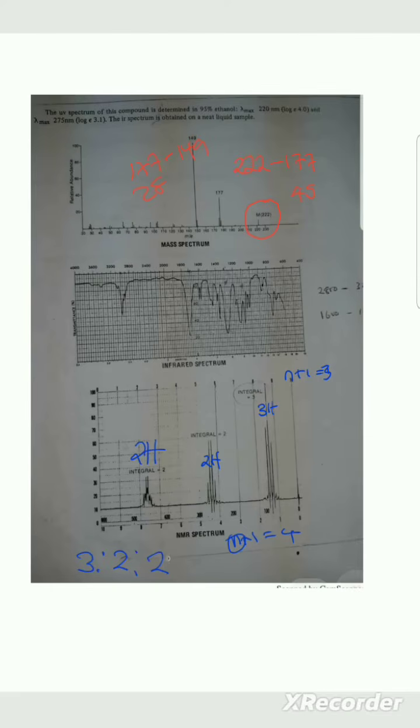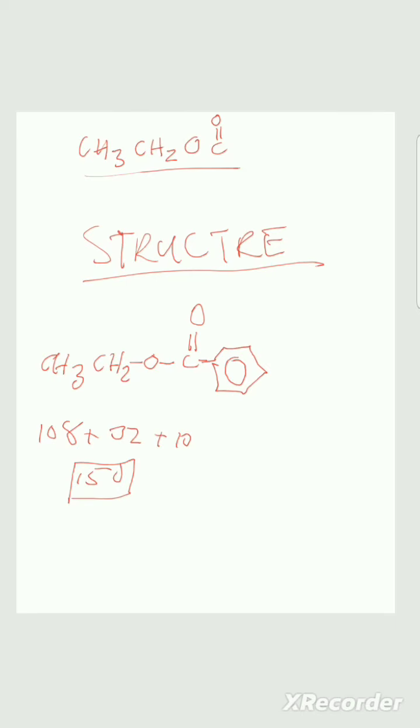You get 3 to 2 to 2. So this is the ratio that we are having here of the number of hydrogen of this compound. Look at that. We see the benzene, which is the multiplet, has got 2 hydrogens. Now let's look at the compound that we are having. This one is not balanced.